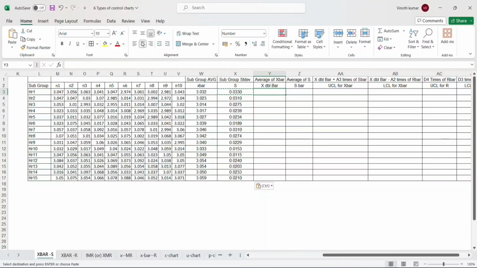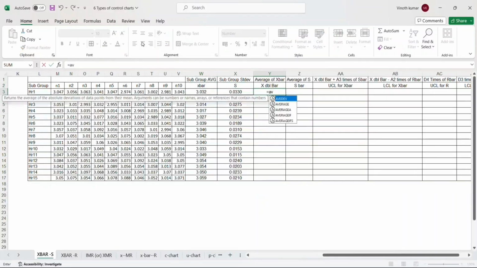Now we will calculate the central line for the X bar chart. As we saw before, central line for X bar chart is nothing but the X double bar. Here what you see is X bar, average of subgroup. X double bar is nothing but average of all the individual X bars, or in other words, it is the average of subgroup averages. So I say is equal to average, and then I select my subgroup averages.